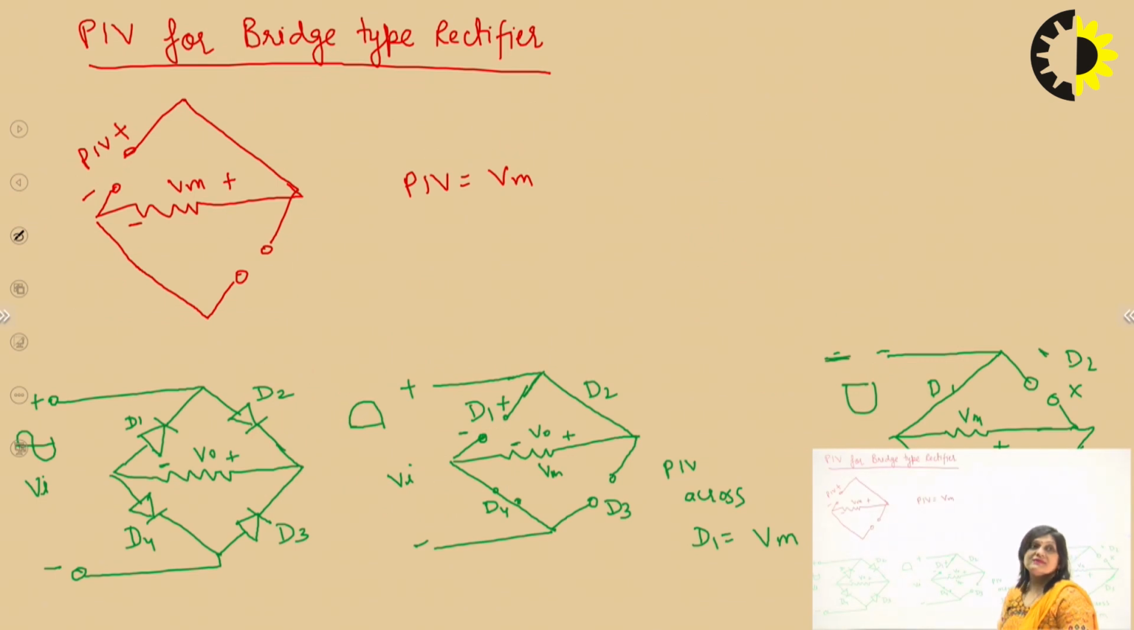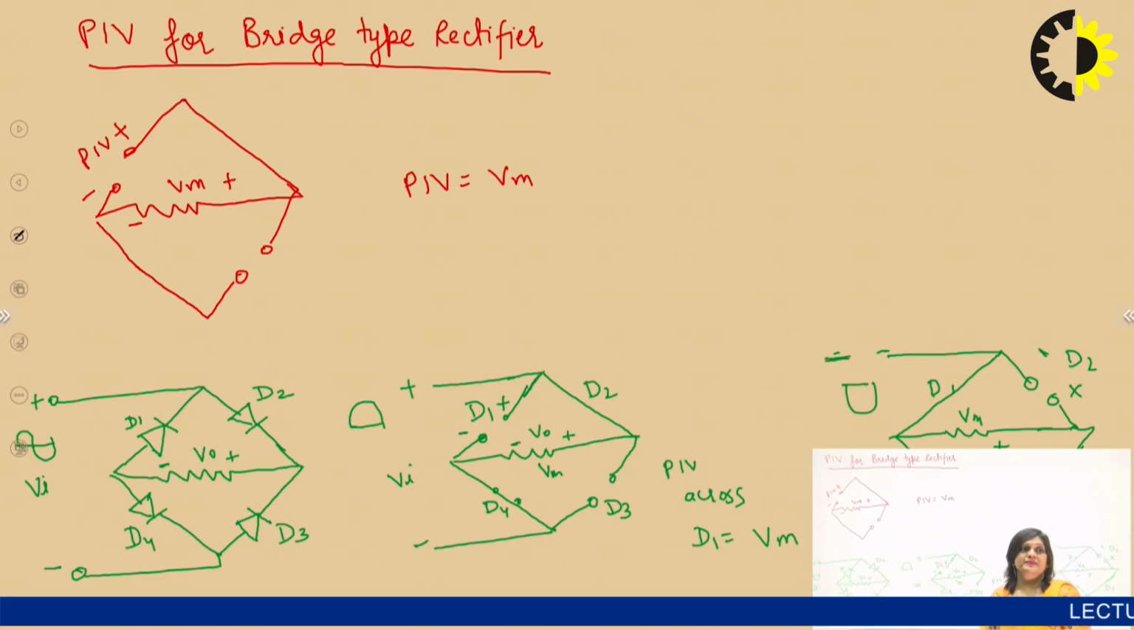And for the PIV value of the bridge rectifier, the bridge rectifier has 4 diodes. If we calculate the PIV value of any of the 4 diodes, the PIV value will come equal to Vm. For D1 diode, it will be Vm. For D2 diode, it will be Vm. For D3 and D4, it will be Vm also.